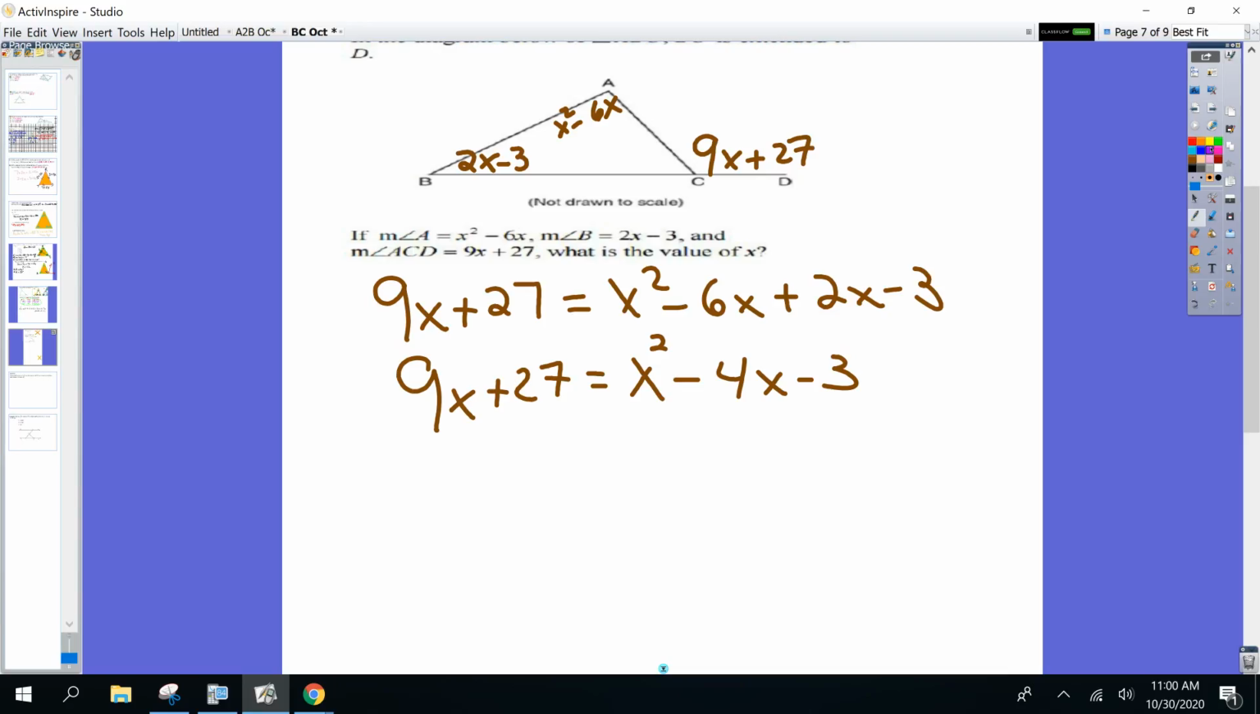Ooh, where do we go from here now? Got to solve for x. Where do we go from here, kids? You've got an x squared, don't you? Oh, you know what time it is. Do we have to factor? Yeah, well, you're darn right we do.